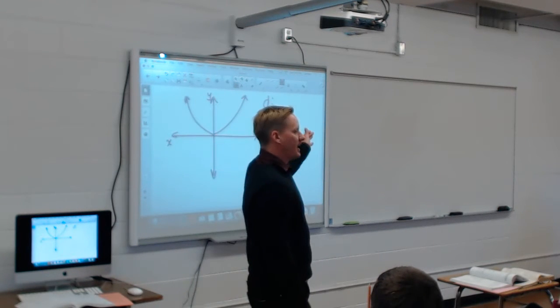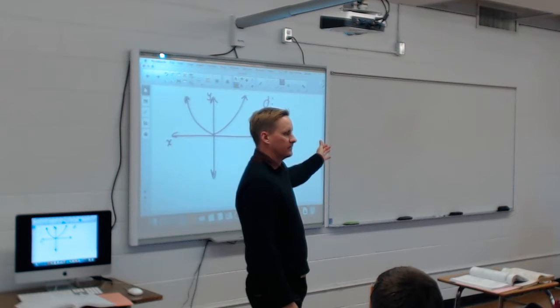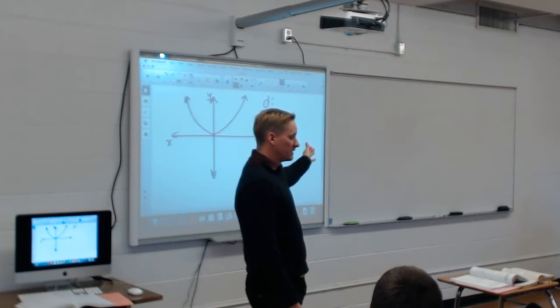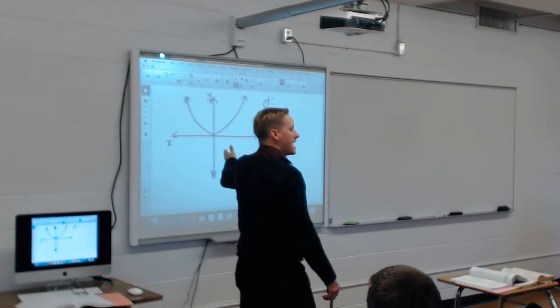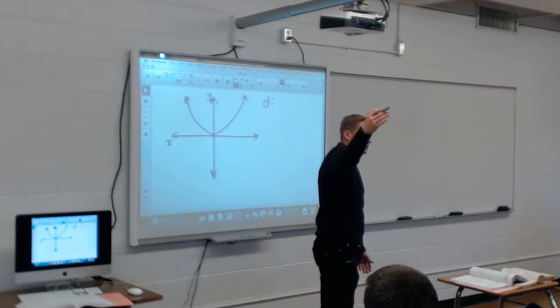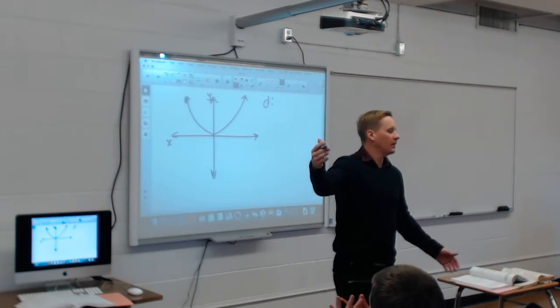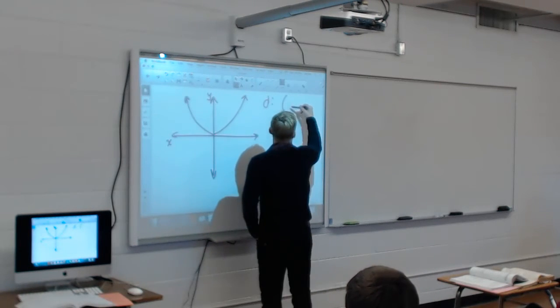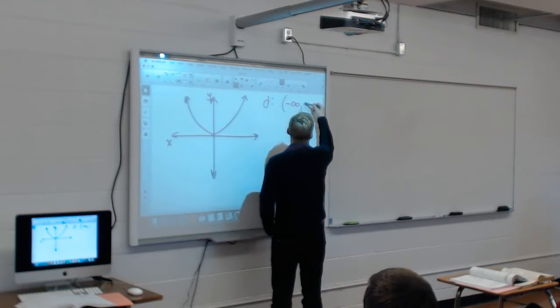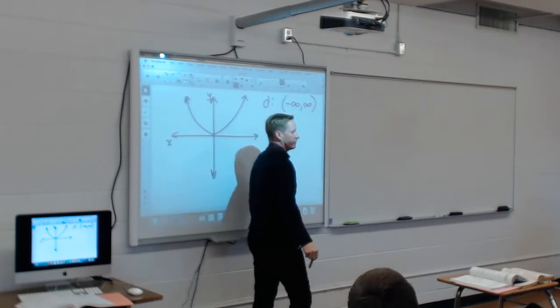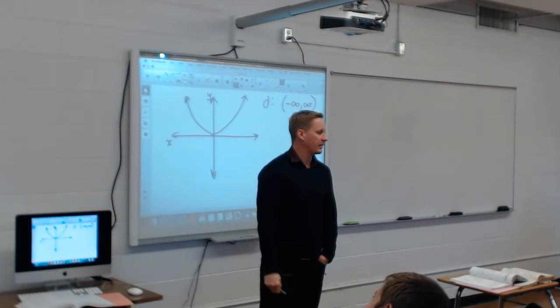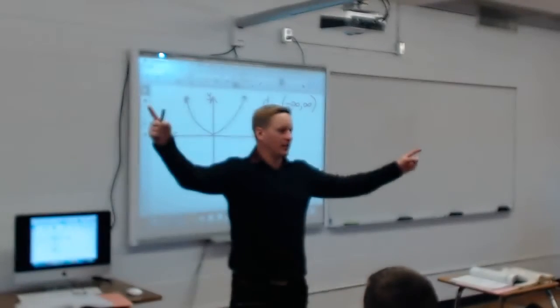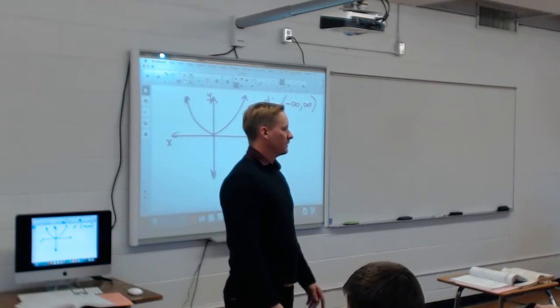What's the furthest left that it goes? Negative infinity. What's the largest to the right it goes? Positive infinity. So to write that in interval notation: negative infinity to positive infinity, because that graph goes out to the left and out to the right forever. Got it?